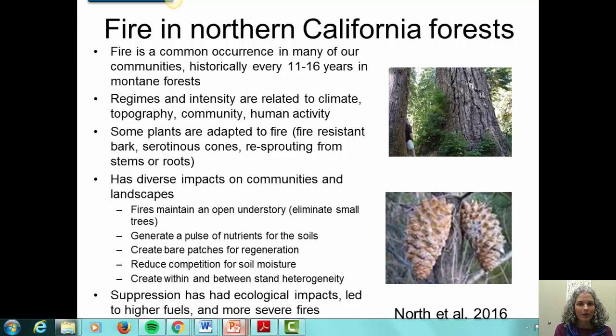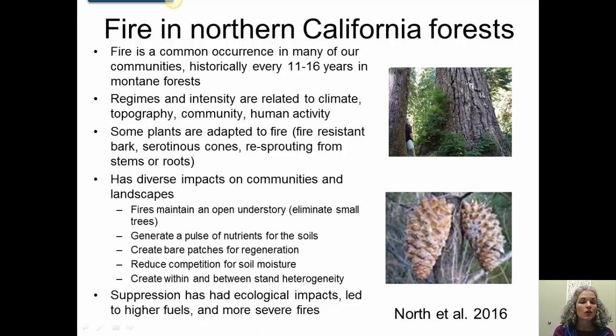Fire is an example of an ecological disturbance that is hugely important in Northern California forests. Fire is a common part of our forested ecosystems. Historic fire return intervals are estimated to be somewhere between 11 and 16 years in our montane forests. So those communities have evolved with regular, frequent disturbances by fire.